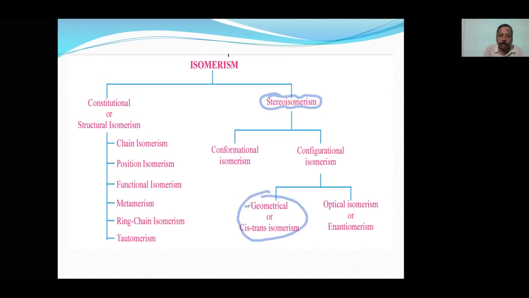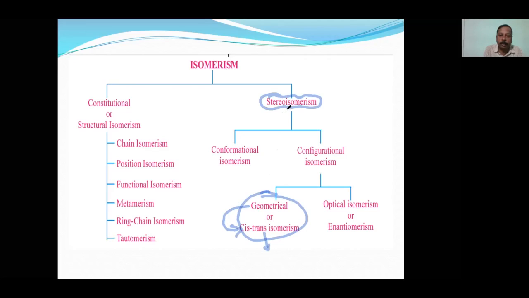Most of the people have a wrong assumption that geometrical means cis-trans only. So I will not only cover cis-trans isomerism, but also somewhat related ones. There are plenty of isomers, so with examples we will try to cover them. These slides will save your time and give you good clarity. Okay, so what is our aim?